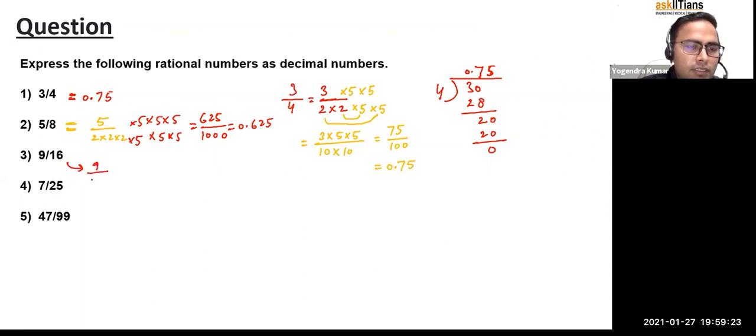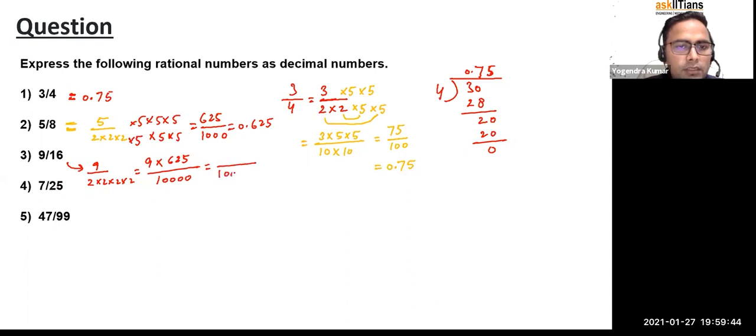Similarly, we can do this one also. 9 divided by 16 means 2 into 2 into 2 into 2, so again we need to multiply 9 into four 5s. So 625 divided by 10,000. Now we multiply by 9, which gives 5625 over 10,000. So we got the answer 0.5625, right?